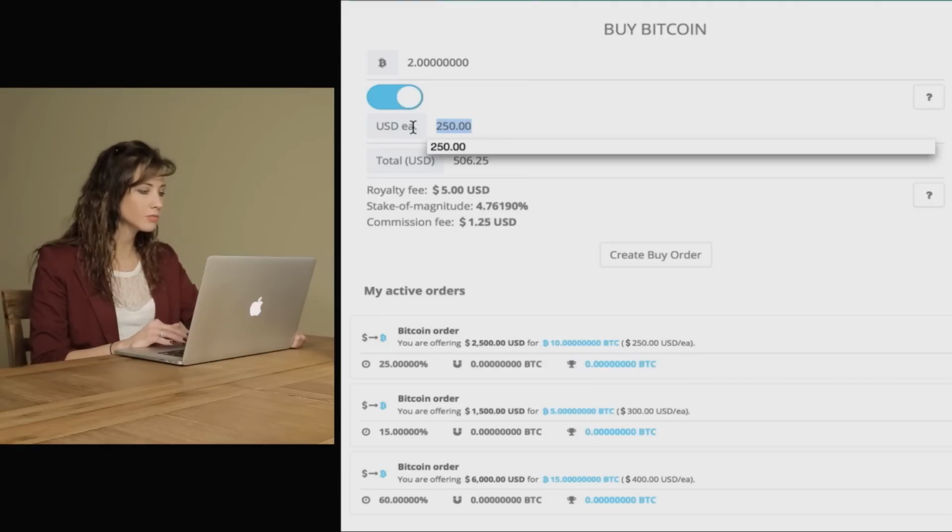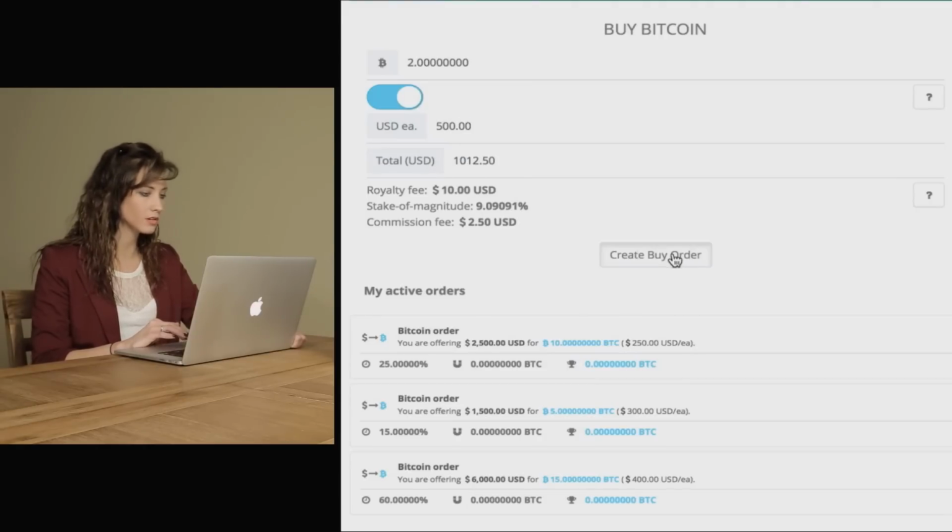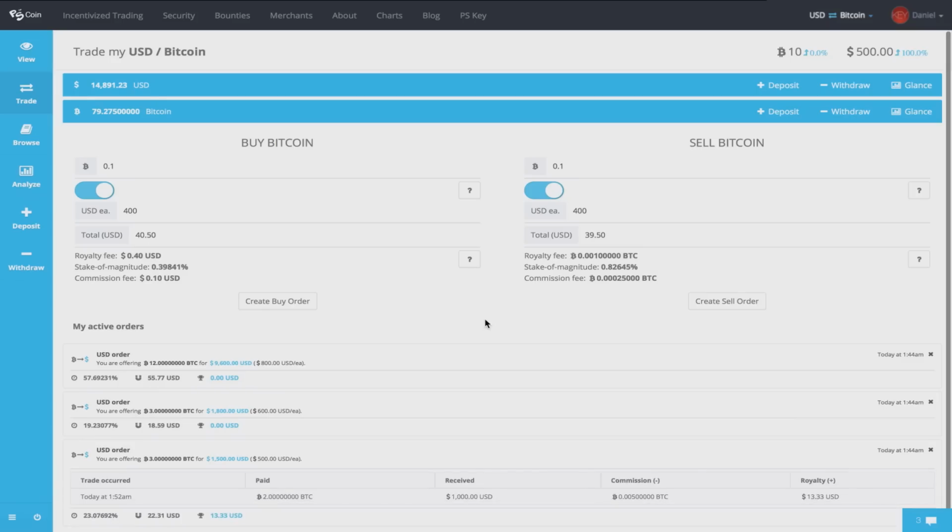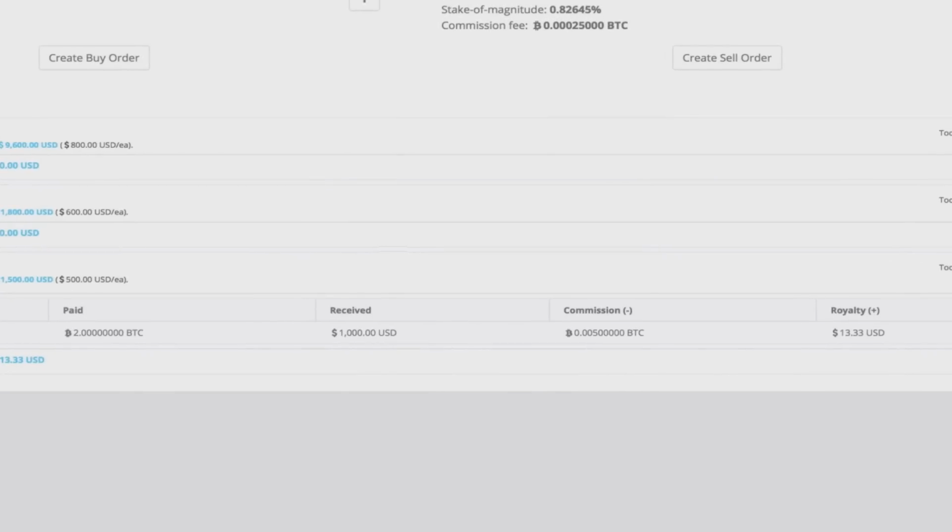Well now, actually, I'm just going to buy 2 Bitcoins for $500. So as you can see, Brittany purchased 2 Bitcoin for me at $500 each. I paid 5/1000th of a Bitcoin in commission, and I captured $13.33 in royalty. And as a result, I've successfully been rewarded for my participation in the PS coin market.